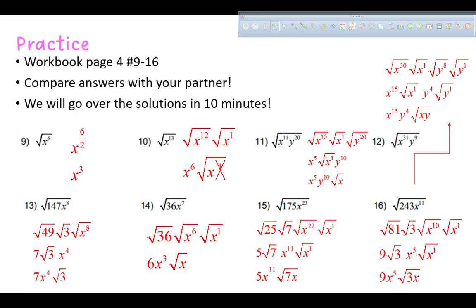All right? So simplifying square roots. Does anybody have any questions on any of those? Disagree with any answers? Anytime I type something in MathType, I am likely to make a mistake. So if you see anything, let me know.